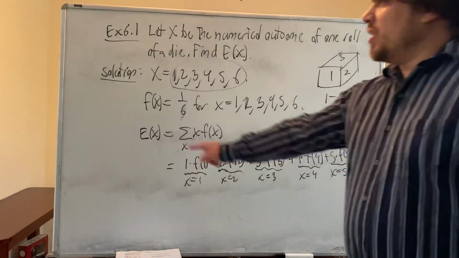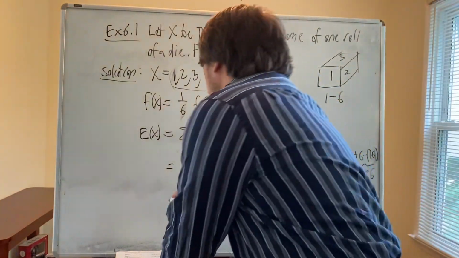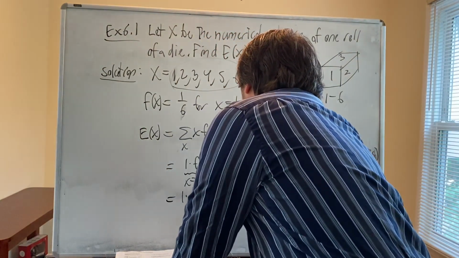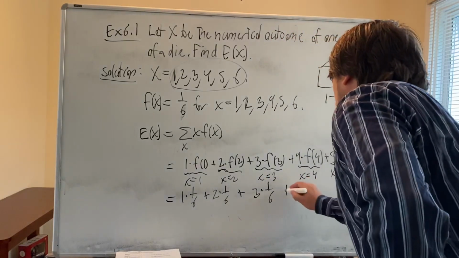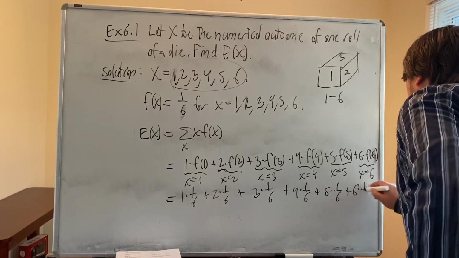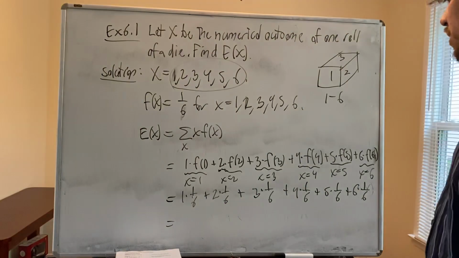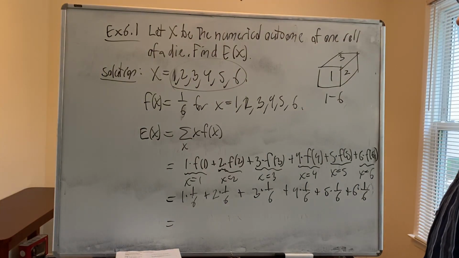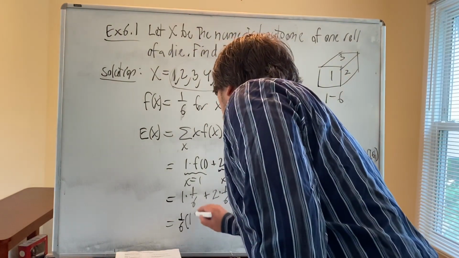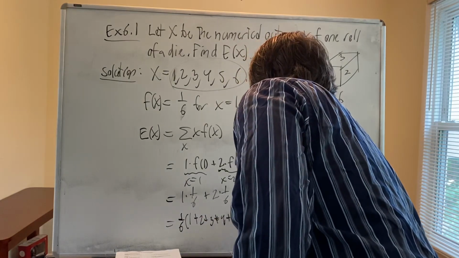Well, f of any value of x is 1/6, and so each of these f values is 1/6. So this is 1 times 1/6 plus 2 times 1/6 plus 3 times 1/6 plus 4 times 1/6 plus 5 times 1/6 plus 6 times 1/6. Okay, and so you add this up, and you get, I'm going to factor out the 1/6. This is 1/6 times 1 plus 2 plus 3 plus 4 plus 5 plus 6.